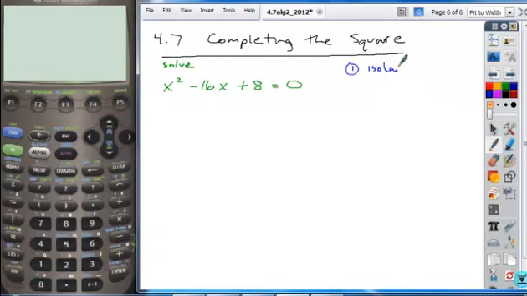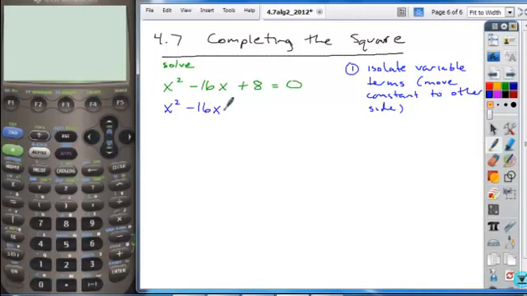Step one, you're going to isolate your variable terms. What that means is basically you're going to move the constant over to the other side. So the very first step would be group your x terms, just leave them together on one side of the equation, move your constant over to the other side. So there's step one. And this is for solving an equation by completing the square.